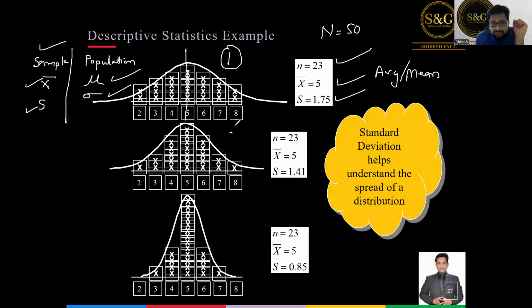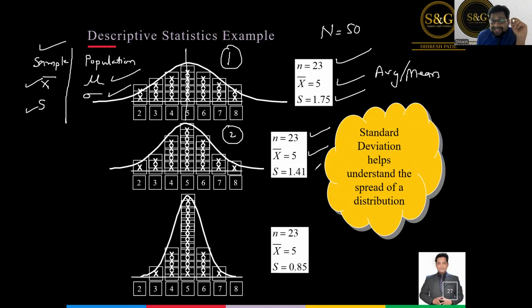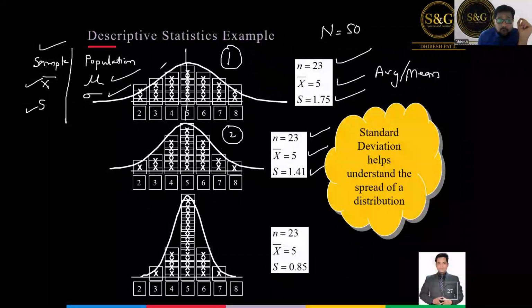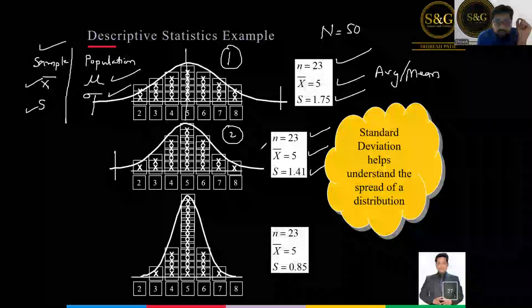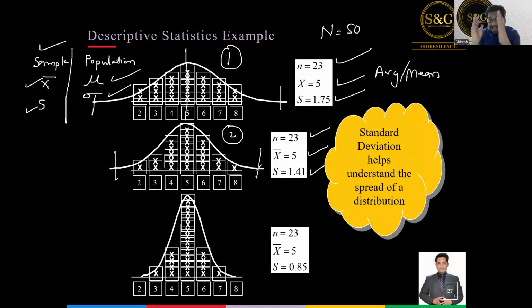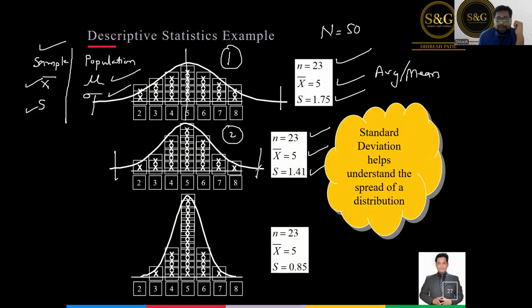Now, just look at the second graph. N is equal to 23 and X bar is equal to 5. Both are exactly equal, but the standard deviation is reduced. Look at the spread of the data. It was this much. Now it has reduced to this much. Are you understanding? The spread has reduced. Yes, population is the total number from where the sample is taken. Exactly right. Clear? So in the second, आपको दिख रहा है standard deviation is reducing from 1.75 to 1.41.